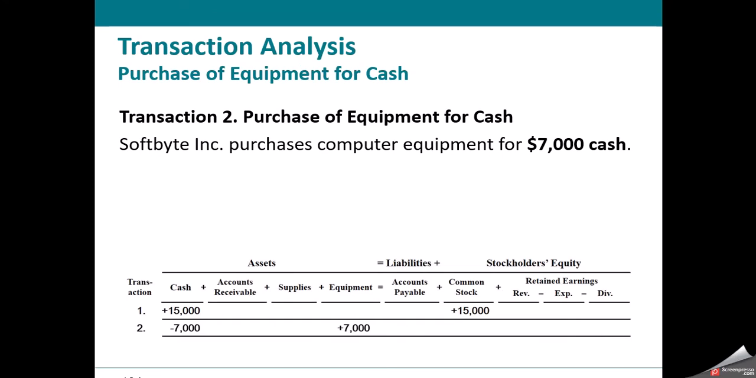Okay, then we have a second transaction. The company now purchases computer equipment. Again, they're going to pay with cash, so that's going to reduce their cash, but then they're going to increase this asset called equipment. So nothing changes on this side of the equation. Our assets go up and our assets go down. Well, it's cash for equipment.